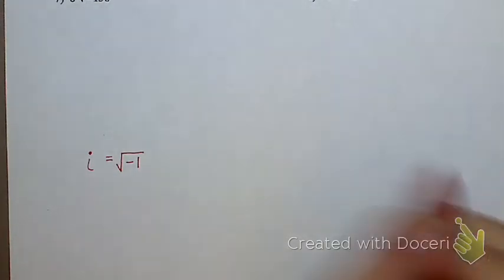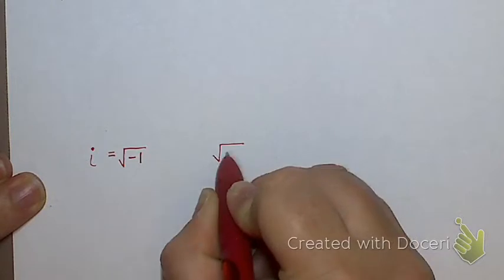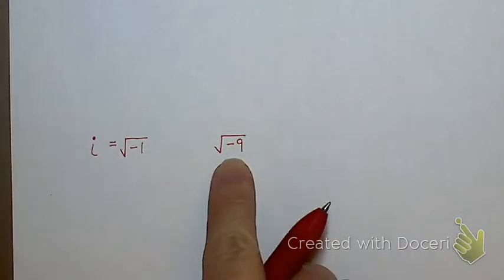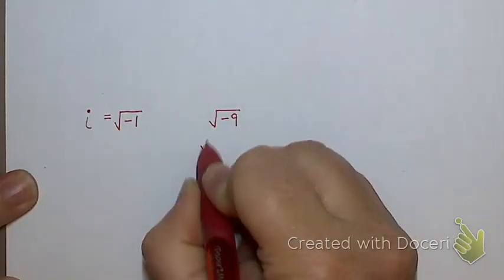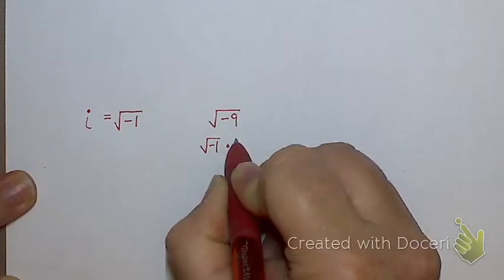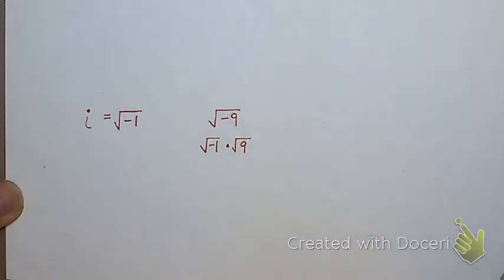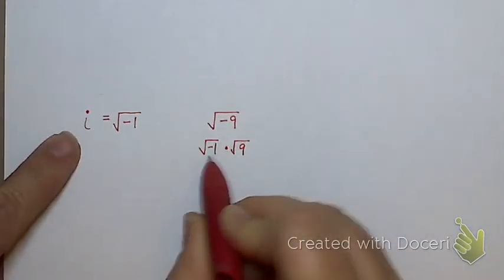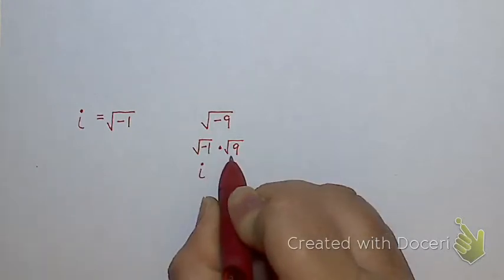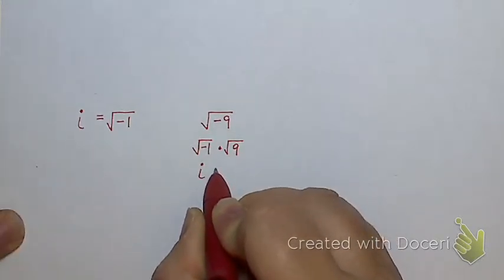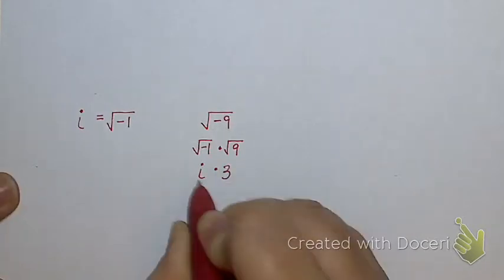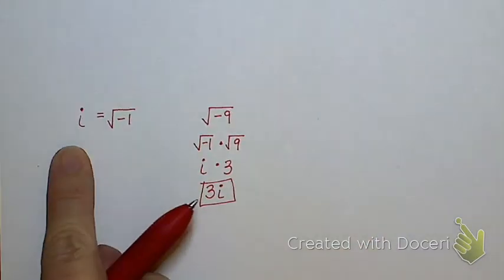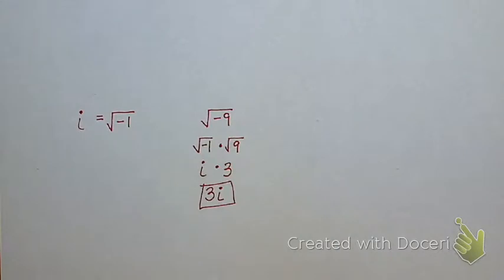So if I was given a problem like this and asked to solve it, I could think about this as the square root of -1 times the square root of +9. If I know the square root of -1 is i, I can simplify that, and the square root of +9, I know what that is. It's 3, isn't it? So i times 3 would be 3i. So what i allows us to do is simplify radicals that have negatives underneath them.